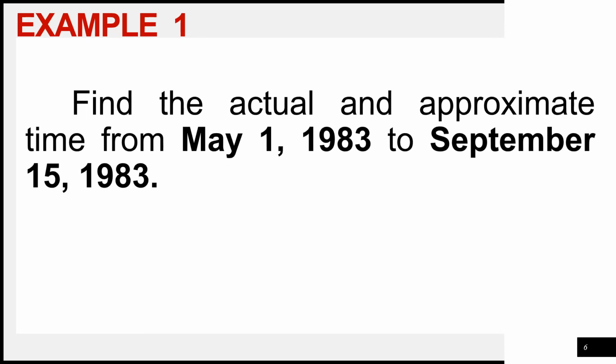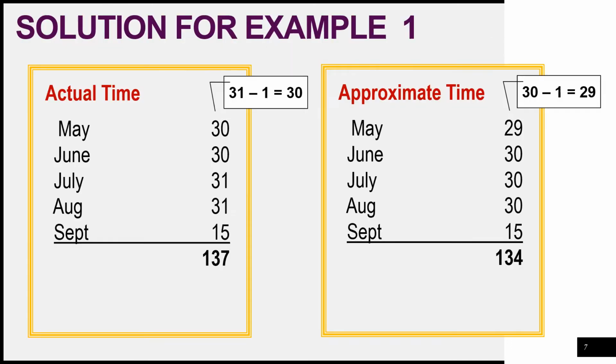Here's our first example. Find the actual and approximate time from May 1, 1983 to September 15, 1983. Here's the solution for example number 1. As you can see on the screen, we have two tables. We have the actual time and the approximate time. Take note that we are solving for the total number of time, actual time and approximate time, from May 1, 1983 to September 15, 1983.